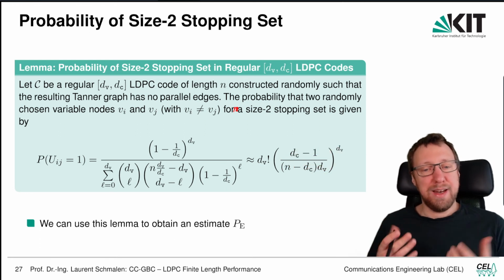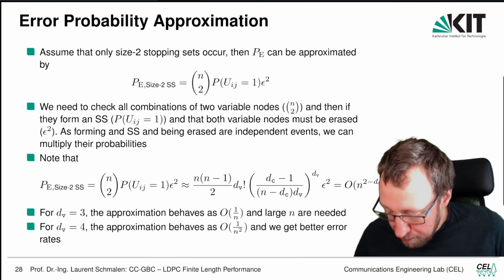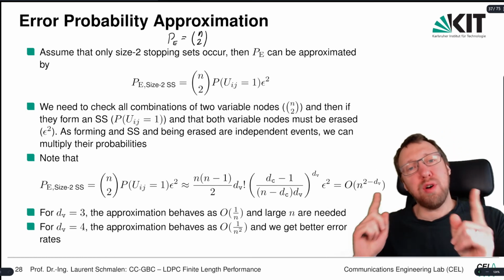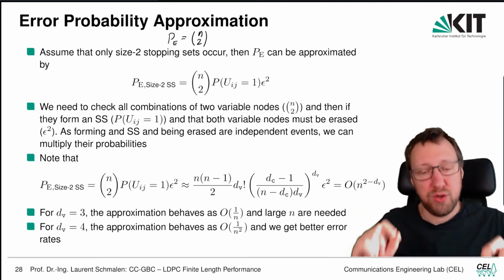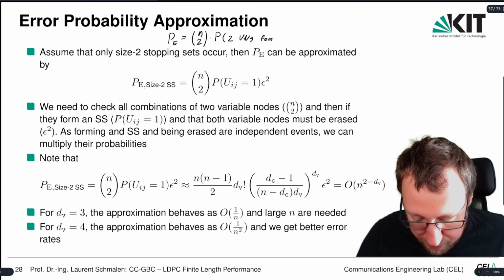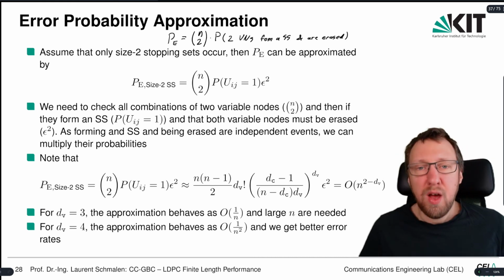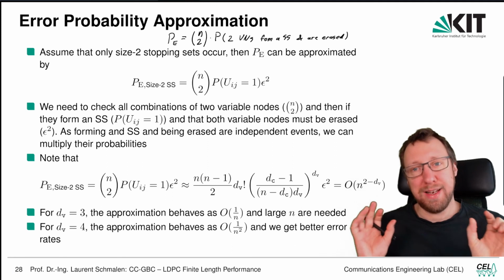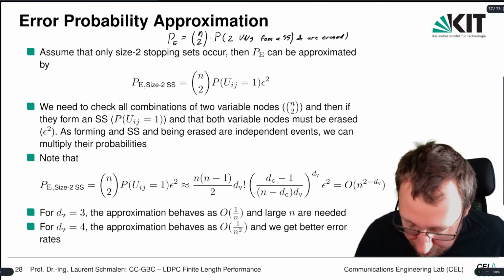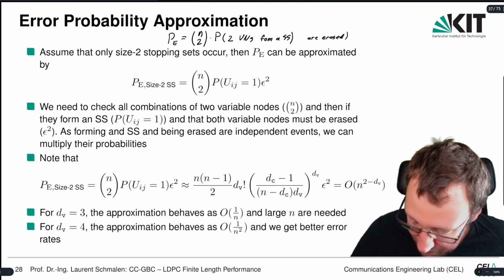So now we can use this to get an estimate of PE. So how do we estimate this? PE is n choose 2. So we look at all possible combinations of two variable nodes. That is n choose 2 times the probability that these two VNs form a stopping set and are erased. Forming a stopping set and being erased are statistically independent events. So we can write the probability that they form a stopping set times the probability that they are erased.